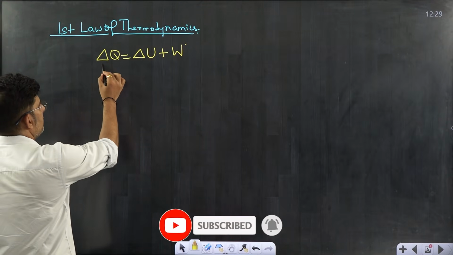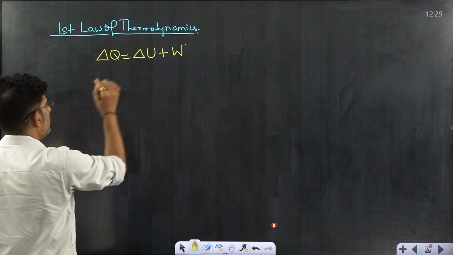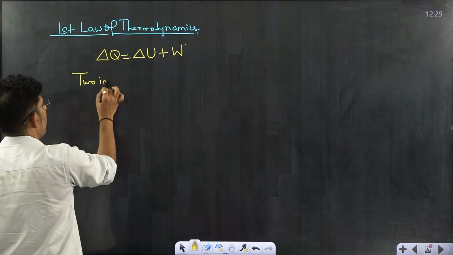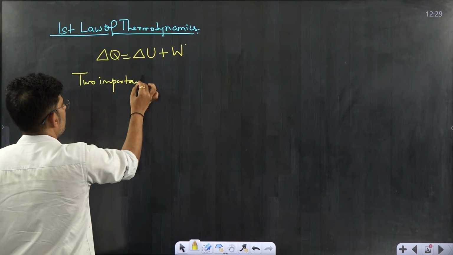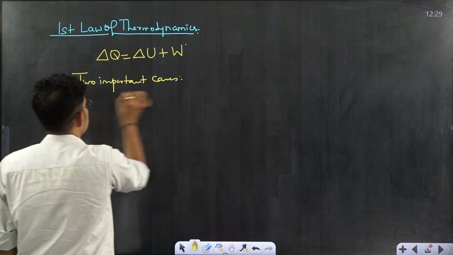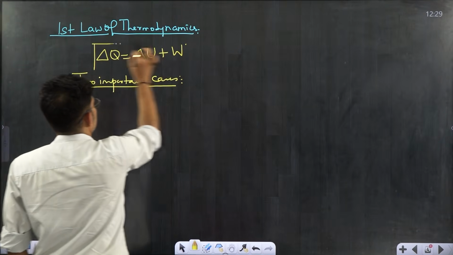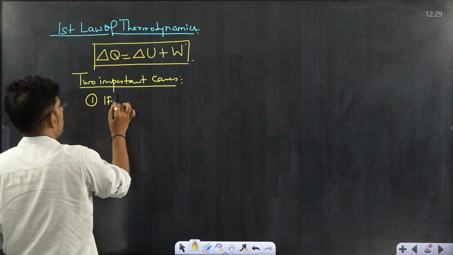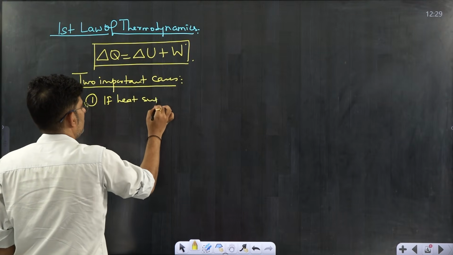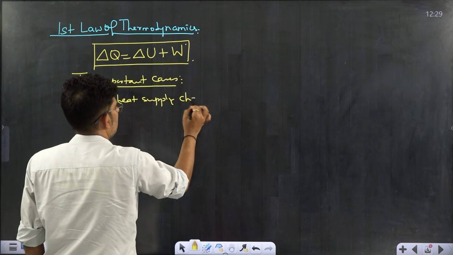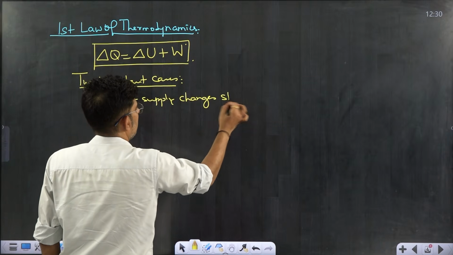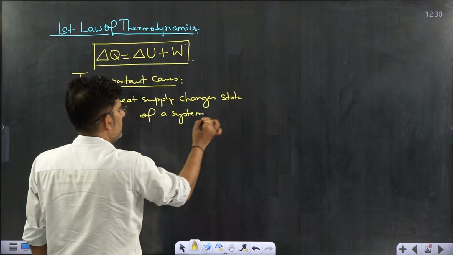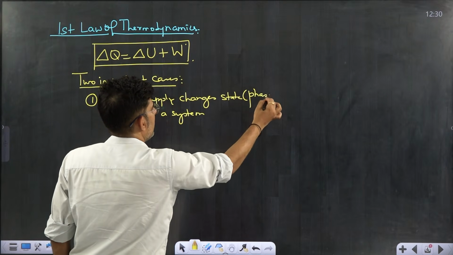Now this delta Q, delta U and W, in two important cases you have to remember its usage. Two important cases. First, if heat supply changes the state of a system, state or phase, like solid to liquid or gas, etc.